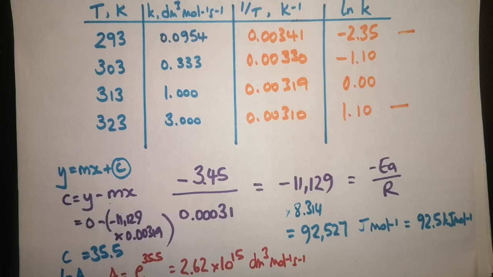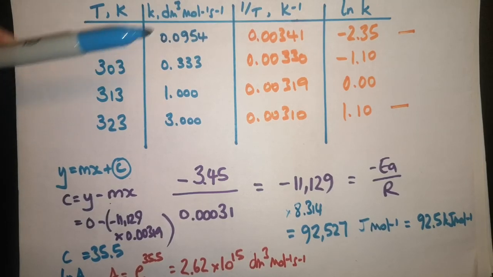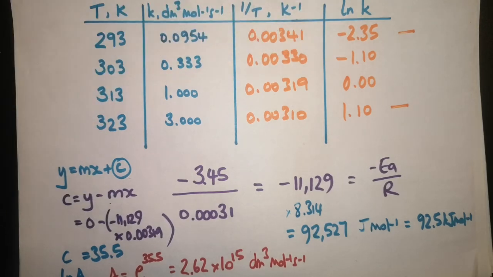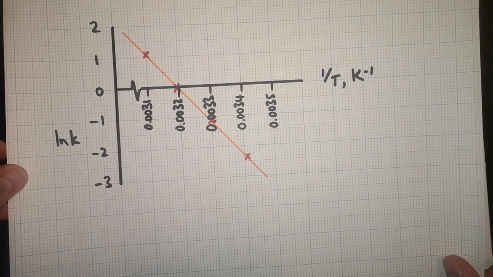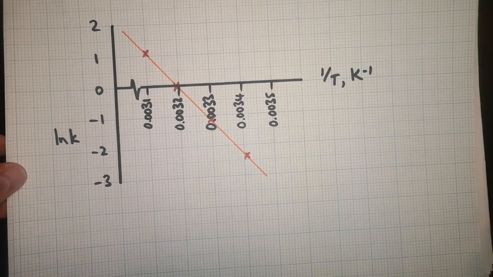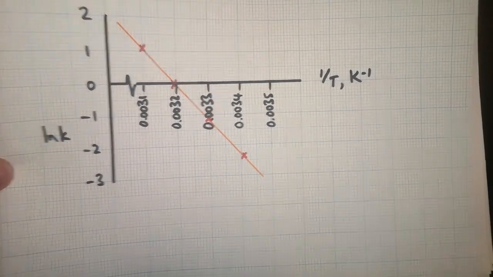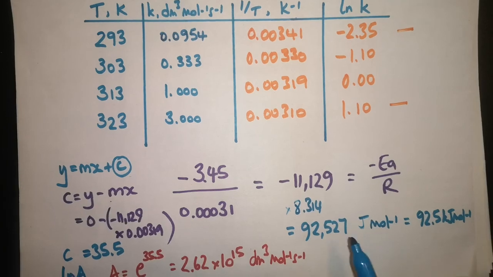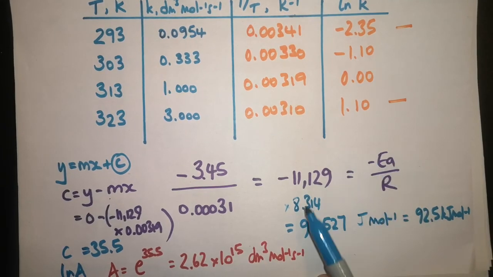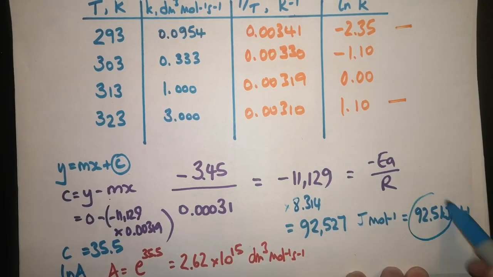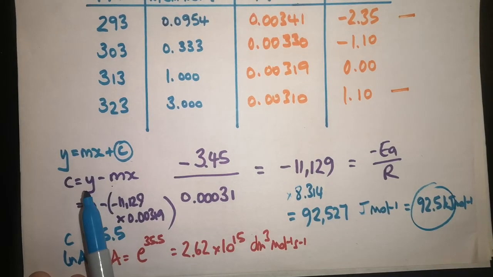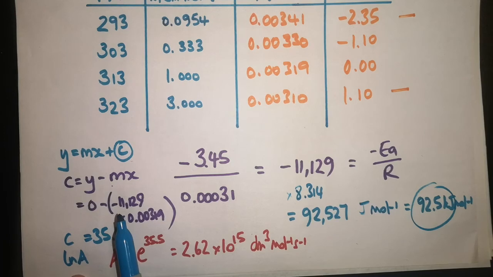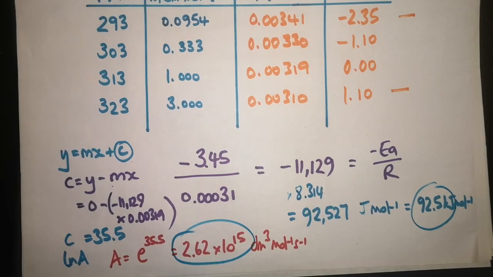So just to summarise what we've done, we've used some experimental data to calculate 1 over T and ln k. From that, create a straight line graph from which you can calculate a gradient and an intercept. The gradient can be used to give us the activation energy here, and the y-intercept, which we can calculate, can give us the value of the frequency factor A.